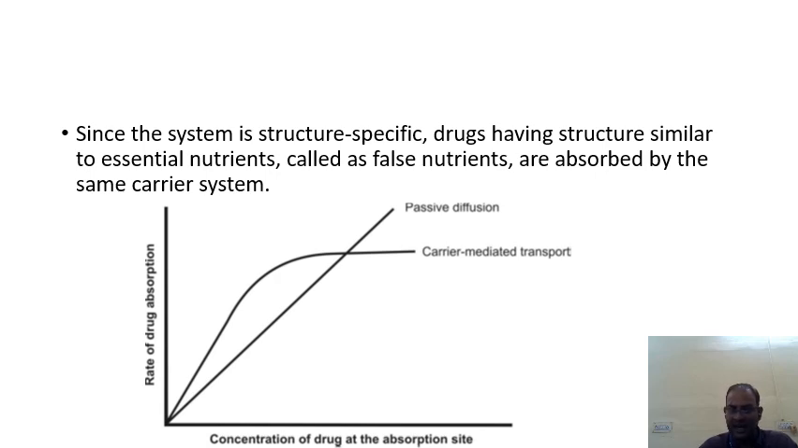When we see carrier mediated transport, initially the rate of absorption is much faster, and later the drug transport reaches its maximum limit, so the rate of drug absorption becomes limited. This process, first order kinetics initially and then zero order kinetics later, is called mixed kinetics. So carrier mediated transport shows mixed rate kinetics.